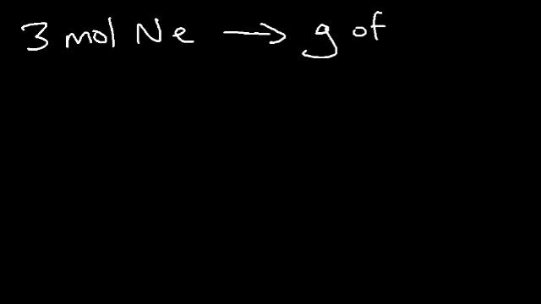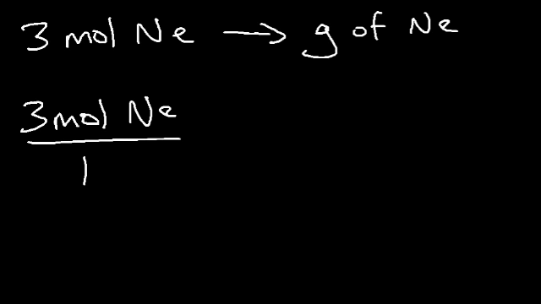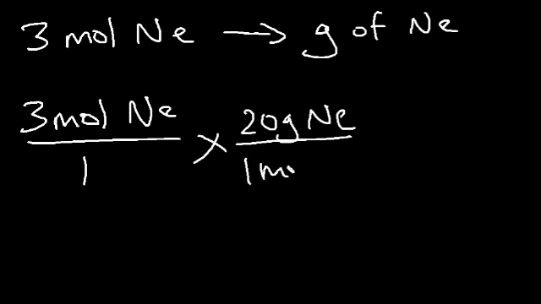Now, if you need to go the other way, let's say if you want to convert from moles to grams, you need to multiply the moles by the molar mass. So let's say if we have 3 moles of neon, let's convert it to grams of neon. So let's start with what we're given. Now if you use the periodic table, you'll see that the atomic mass of neon is approximately, I'm going to round it, about 20 grams per mole.